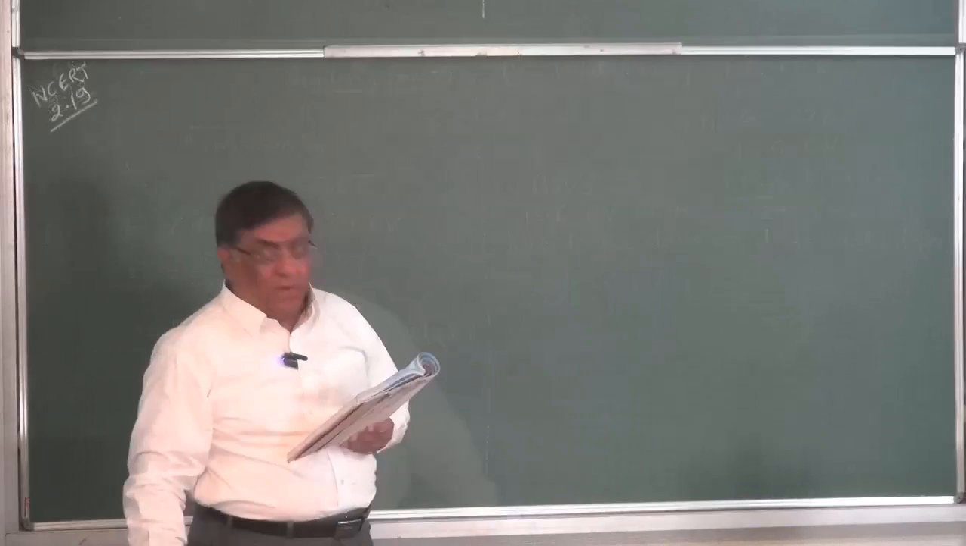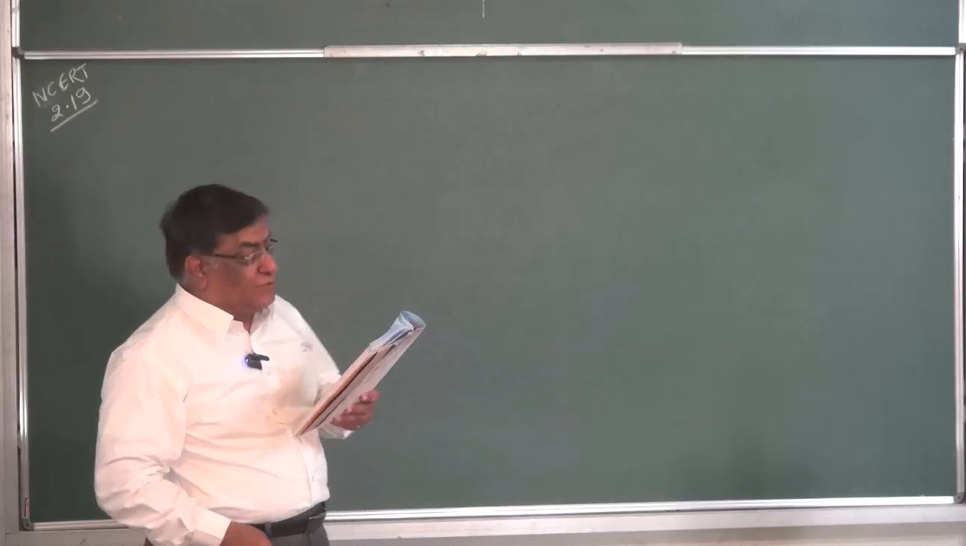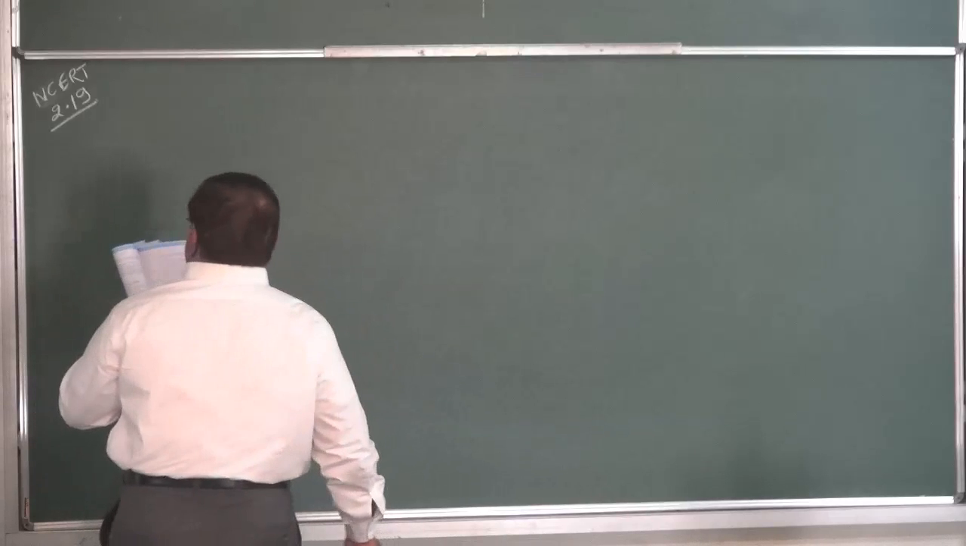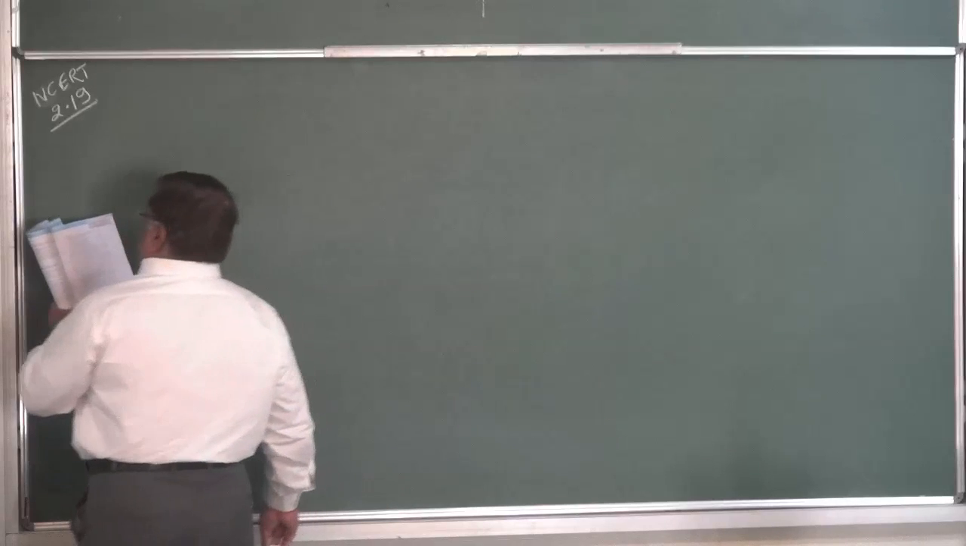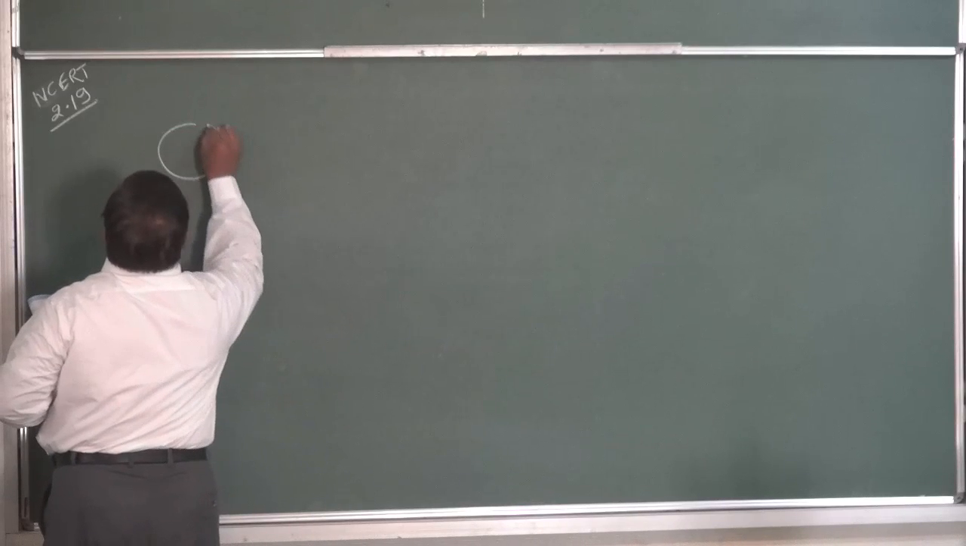Okay, now we go to the next one. If one of the two electrons of the H2 molecule is removed, we get a hydrogen molecule ion, H2+. This is one H.